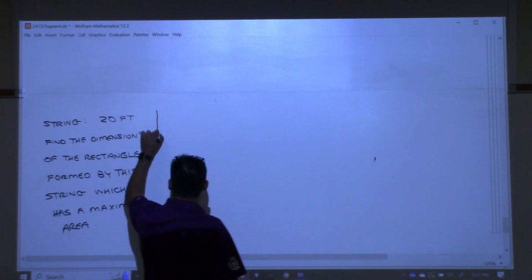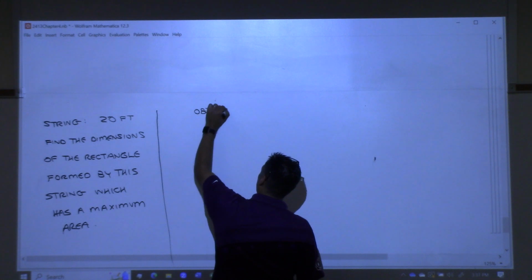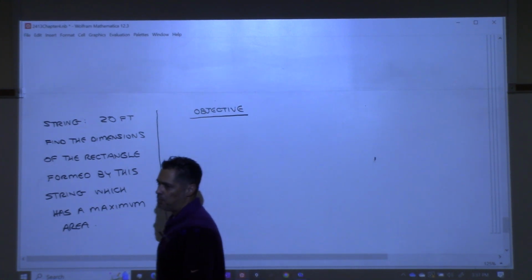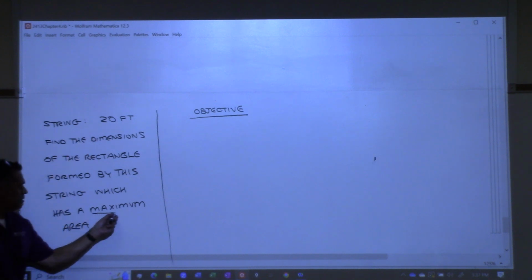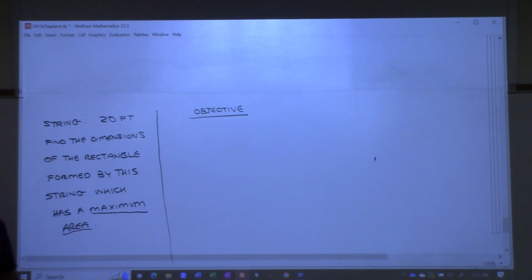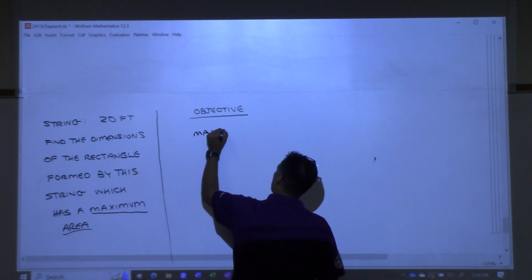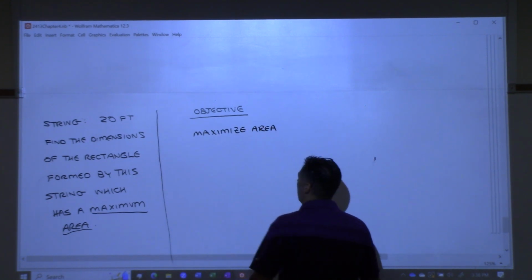To start this problem out, what I'm going to do is write down what's called the objective. The objective of this problem is to find the maximum area, to maximize the area, right? We have this rectangle. We want to somehow figure out what its dimensions are in order to maximize the area, right? So that's the objective. Maximize the area. That's the objective.